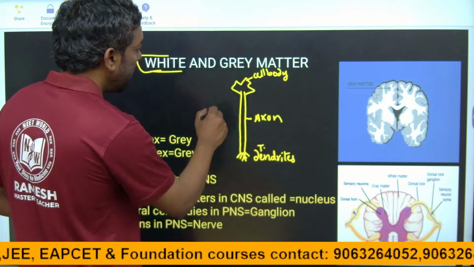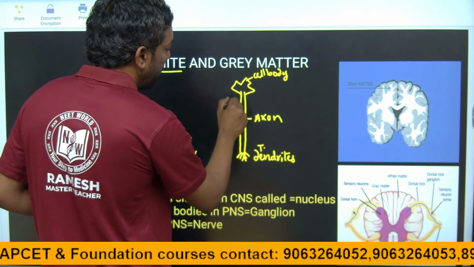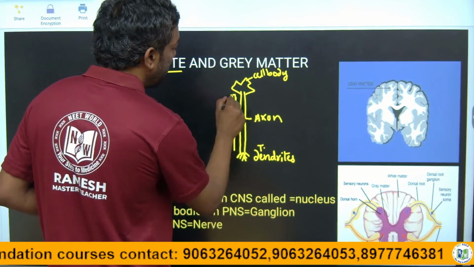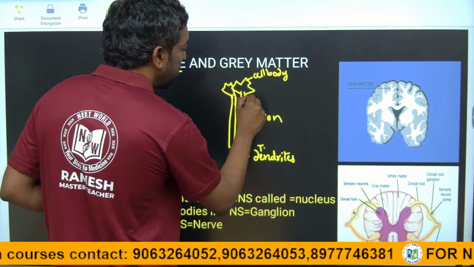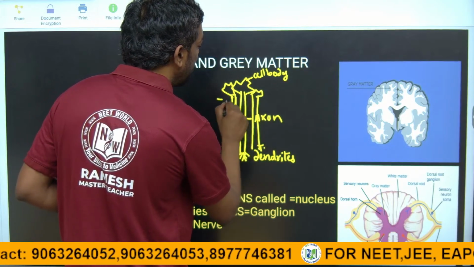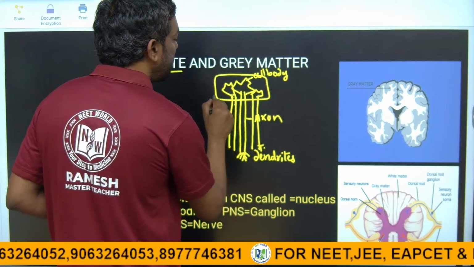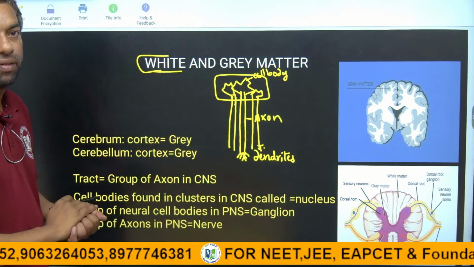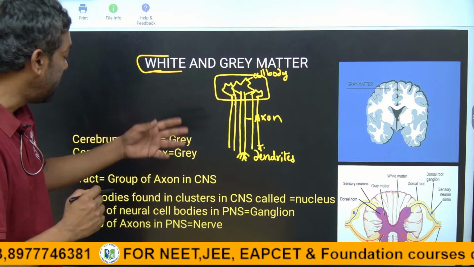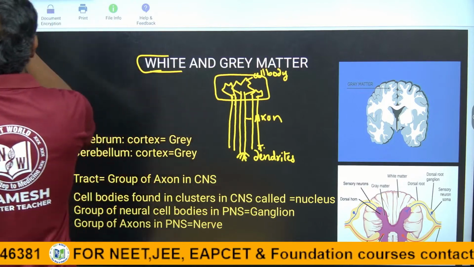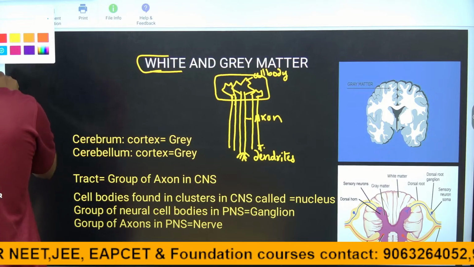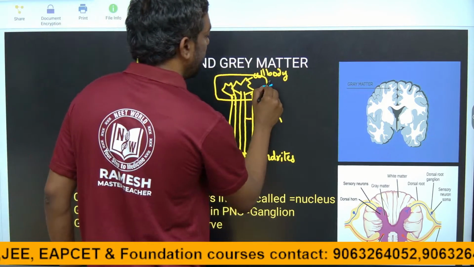Just look into this. There are a number of neurons, right? There is a bundle of axon parts and a bundle of cell body parts. This is the bundle of cell body parts. They are thick in color, and that leads to the gray matter, guys. That leads to the gray matter, gray color.